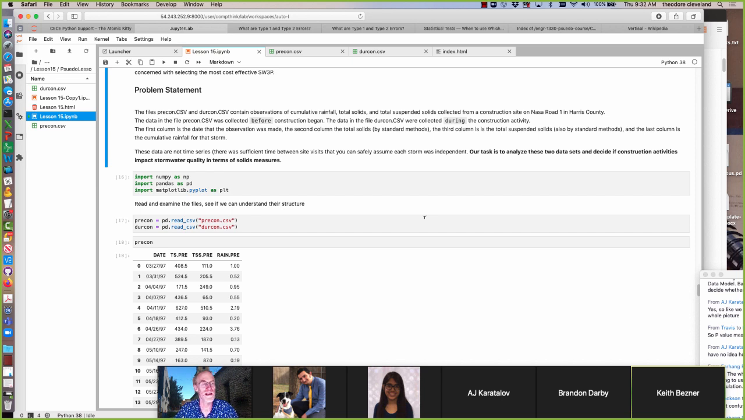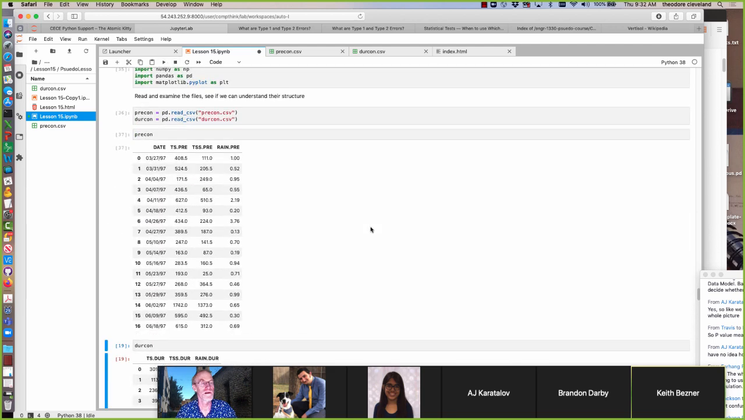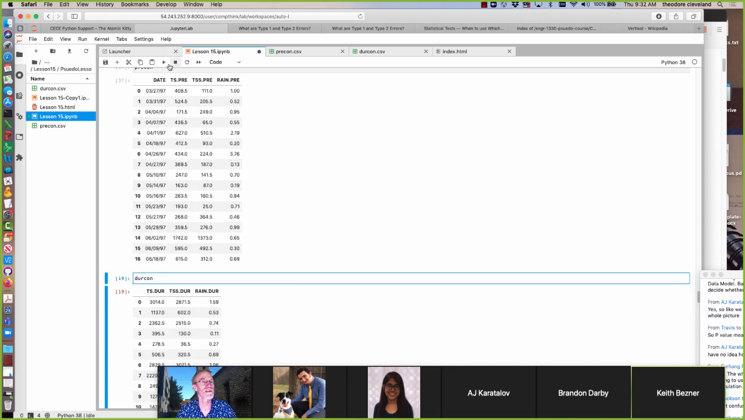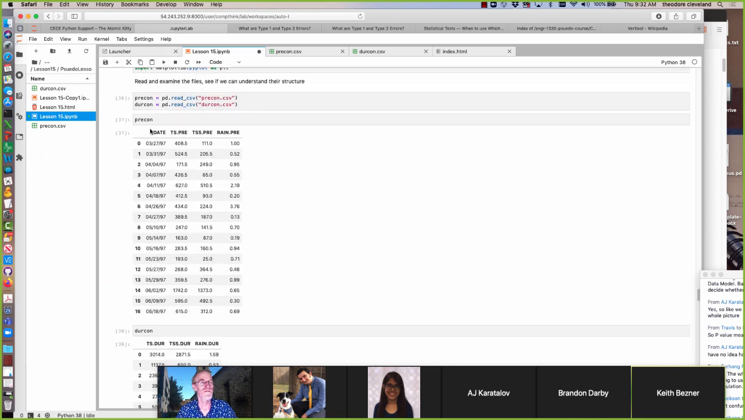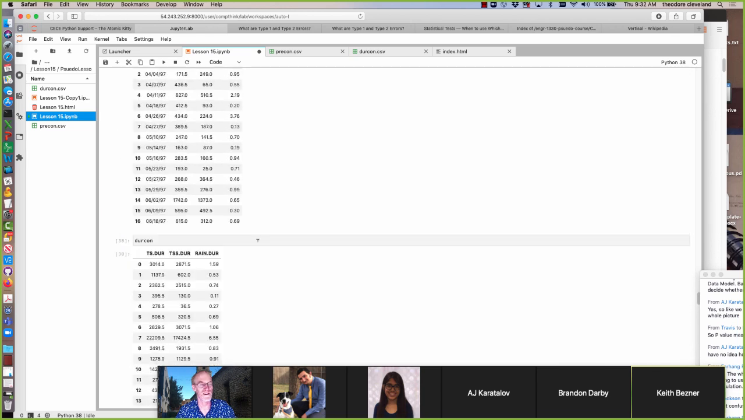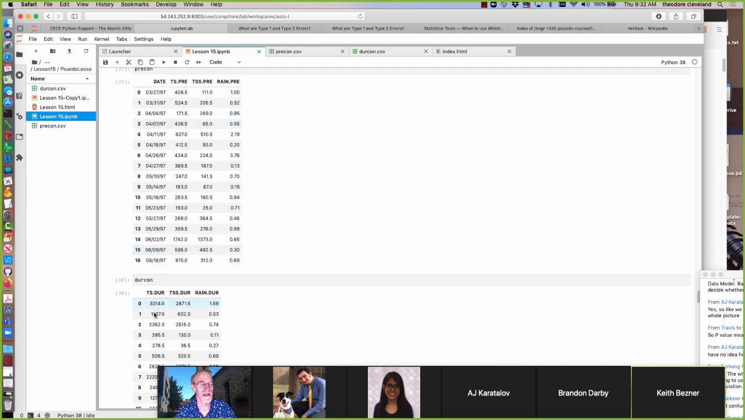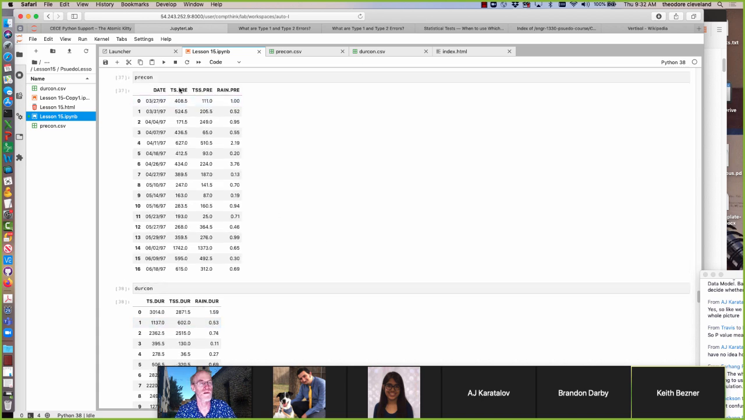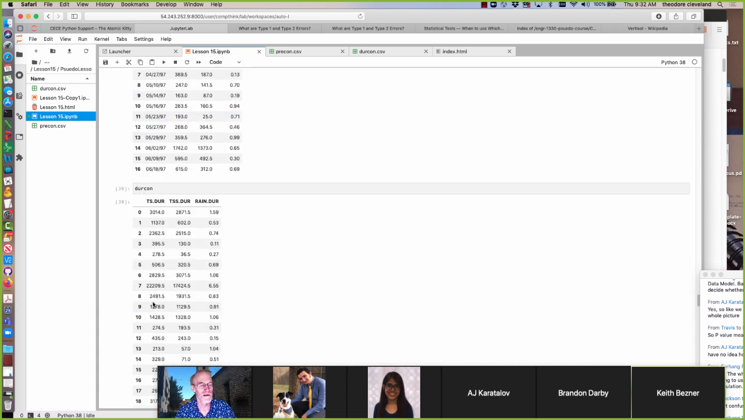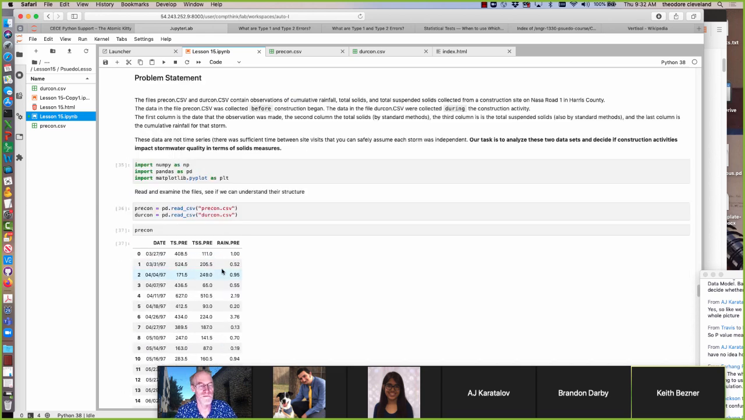So let's go ahead and import some of the tools that we're going to need. We do that, and then we'll import the two files that we just looked at. Let's look at the pre-construction file and the during construction file. We see the main difference between the two, other than count: 36 items there versus 16. So our sample sizes are now different. And we've lost the date in the during construction column. But we have the important ones. We have total solids in both cases and total suspended solids in both cases. And whether we use it or not, we have rainfall in both cases.